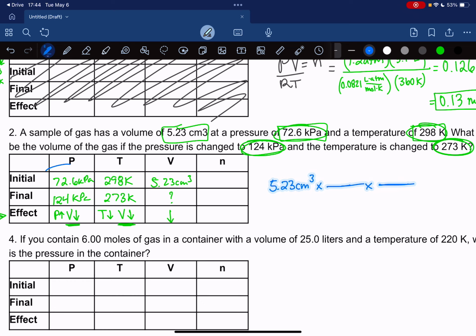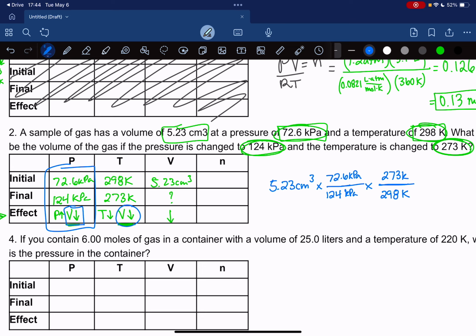So for my pressures, since my volume needs to decrease as a result of my pressure change, I'm going to put the bigger number on top. That would make my 5.23 centimeters bigger. I don't want it to get bigger. I want it to get smaller. So I'm going to multiply it by a fraction that is less than 1. The way to make a fraction that's less than 1 is to put the smaller number on top, 72 over 124. My temperature is also making my volume drop, so I'm going to make the same decision over here, 273, the smaller number on top of the bigger number, 298.